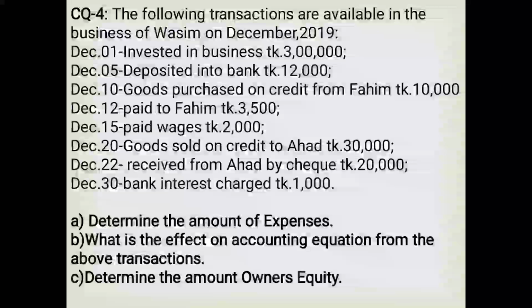For requirement C, the amount of equity. In equity, these transactions are included: December 1 with a plus sign, December 10 with a minus sign for taka 10,000, December 15 taka 2,000 with a minus sign, December 20 goods sold on credit taka 30,000 with a plus sign, December 30 interest charged taka 1,000 with a minus sign. Now you can find out the amount of owner's equity from this question.